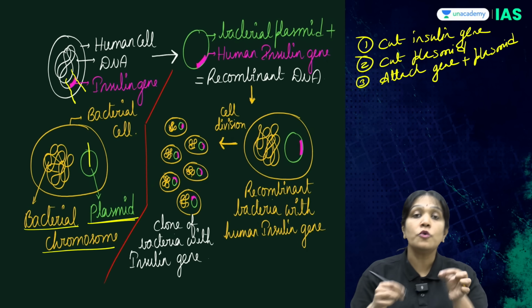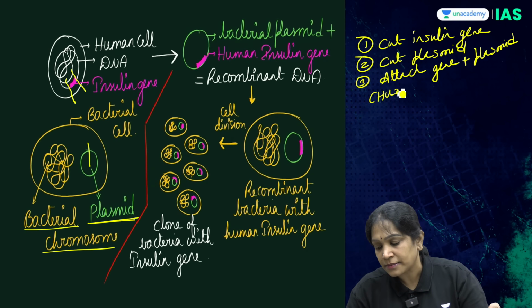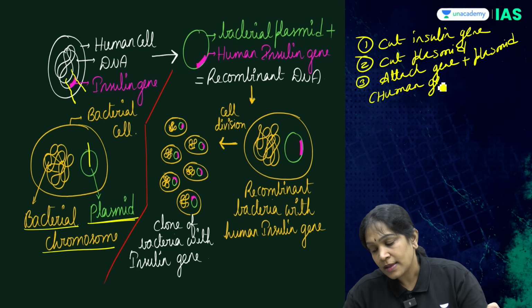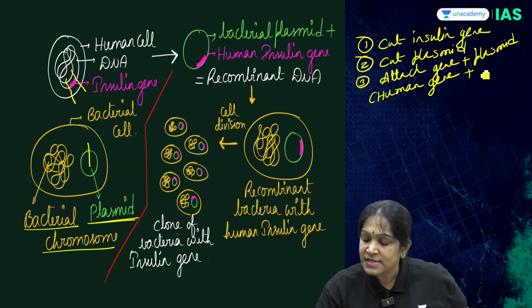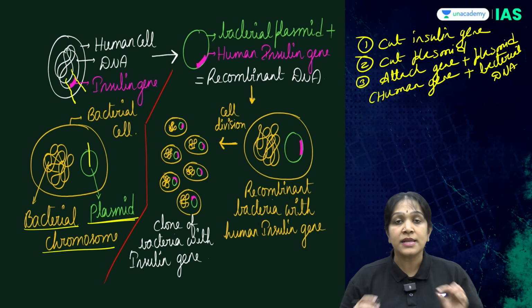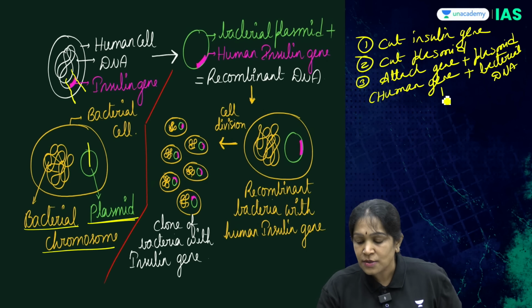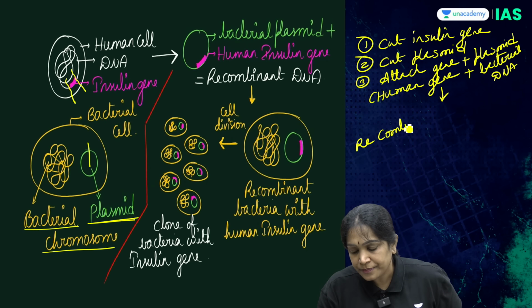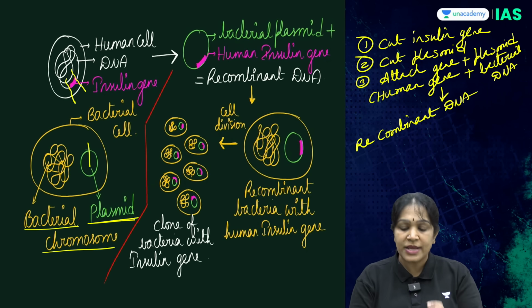This is a human gene. What gene have we attached? Human gene. In which plasmid have we attached it? Plasmid is bacterial DNA. Plasmid is a bacterial DNA. Means it is a new combination of DNA. Therefore, we call this combination recombinant DNA, a new combination of DNA.